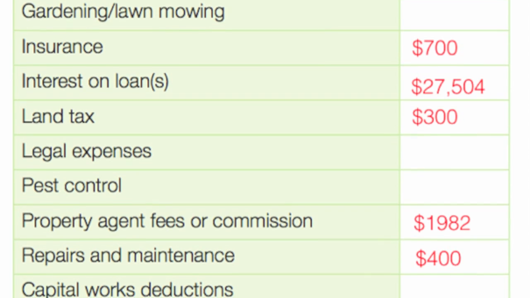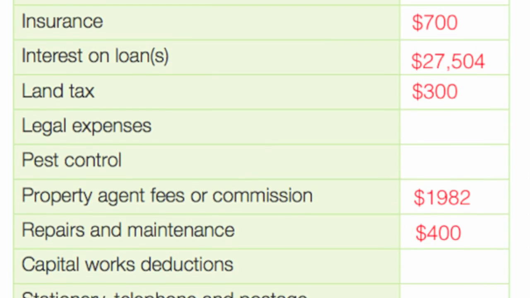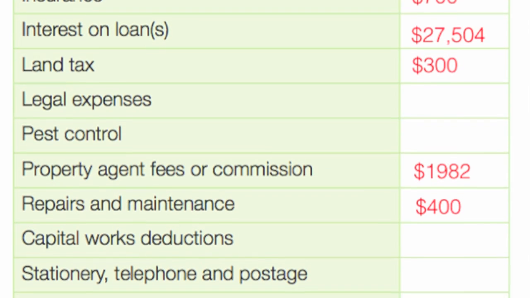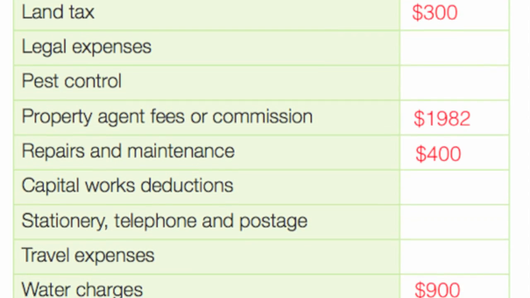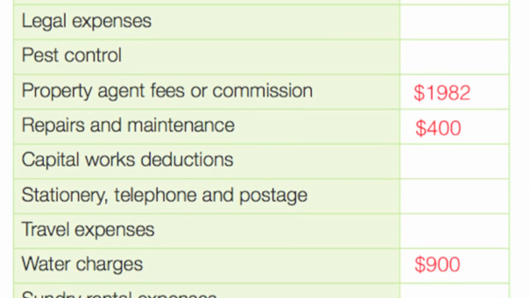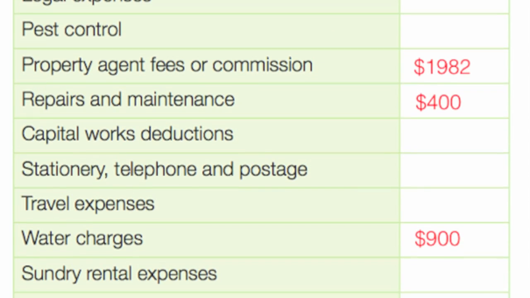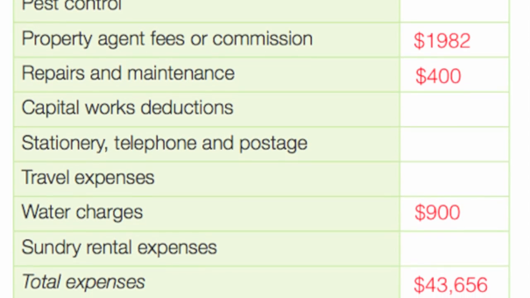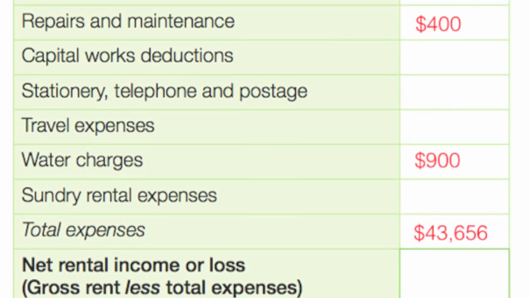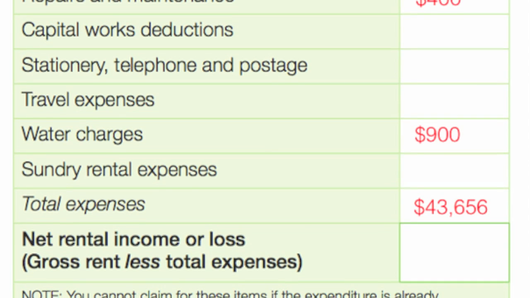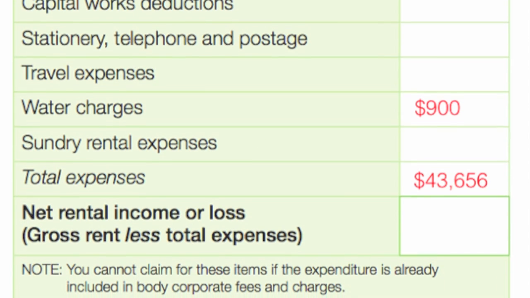insurance cover is $700 to cover the building, interest on the loan is your big deduction, $27,504, land tax we've allowed $300, the estate agent's fees will be $1,982, repairs and maintenance of $400, and we've got water charges of $900. The total of that comes to $43,656. Your tax return is going to look a little bit different now.